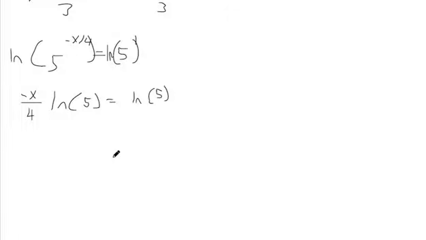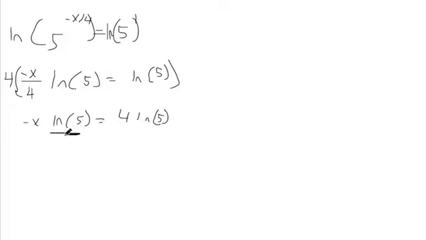And now we've got an equation to solve for x. I can multiply both sides by 4. So that cancels out the 4 over here. This is 4 natural log 5. And then I'm still trying to get x by itself. So this is just a number.